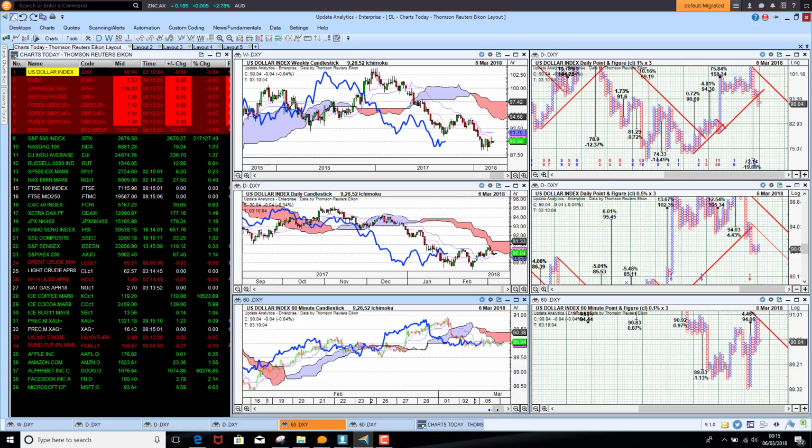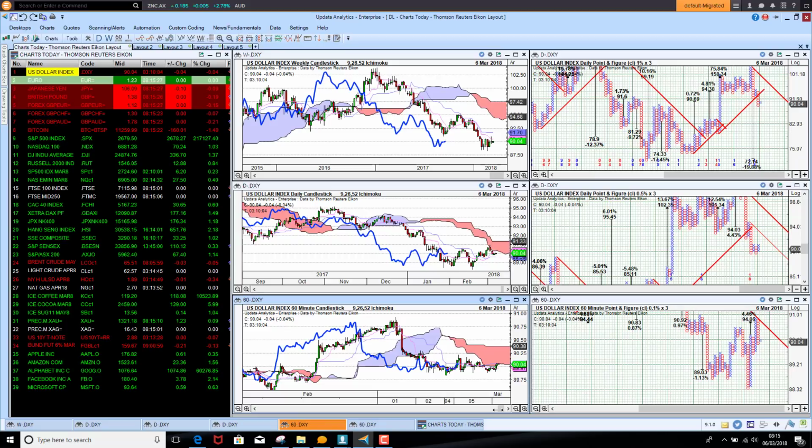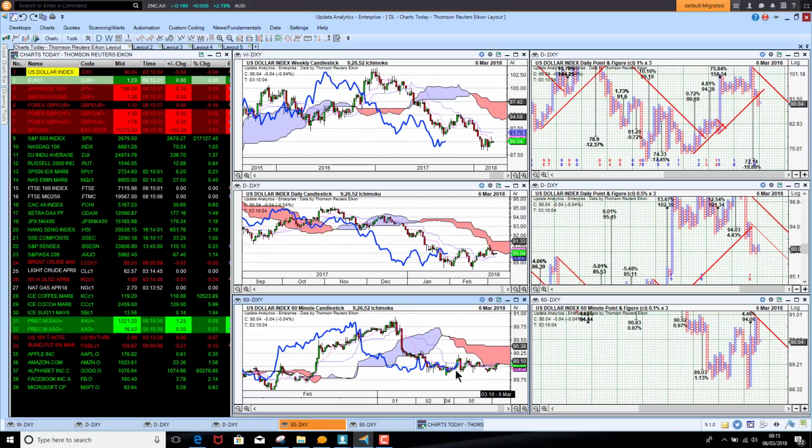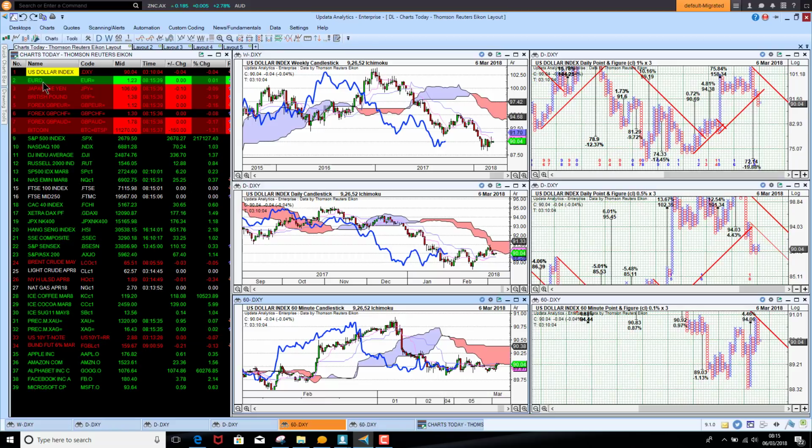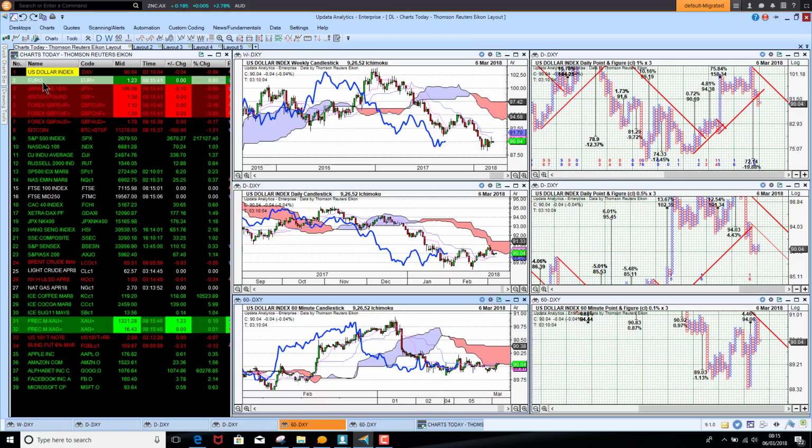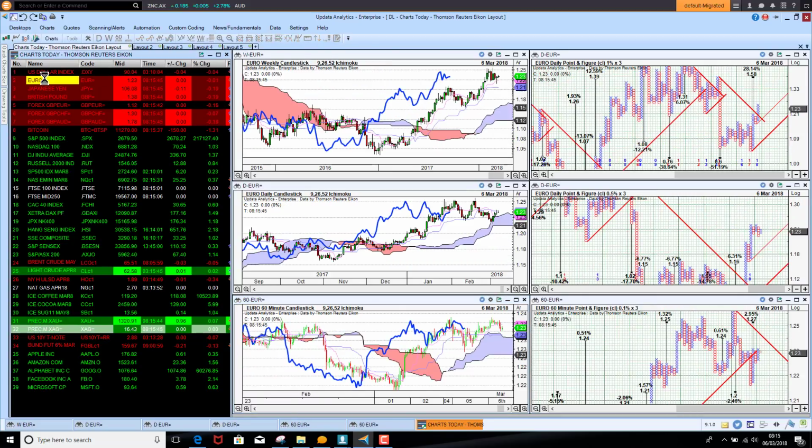Dollar sinking lower again. Yesterday we showed how it had gone below the cloud. We're seeing that now, just flat at the moment, but we are bearish below the cloud. No real downside targets on the short-term chart, but of course we do have this long-term target hanging over us. So it's hard to say that the dollar is going to go lower in the short term, but we are bearish in the medium to long term.